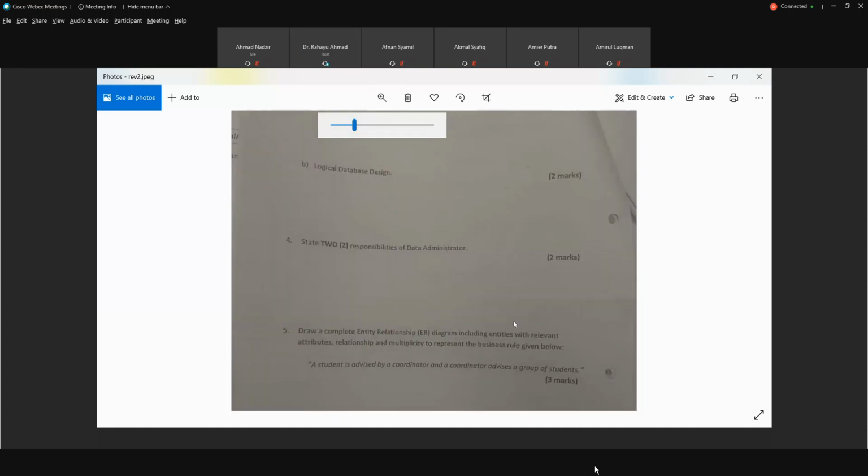Number 5, draw a complete ER diagram including entities with relevant attributes, relationship, and multiplicity to represent the business rule given below. A student is advised by a coordinator and a coordinator advises a group of students. Okay, please draw for a moment and you can send your answer in WhatsApp.